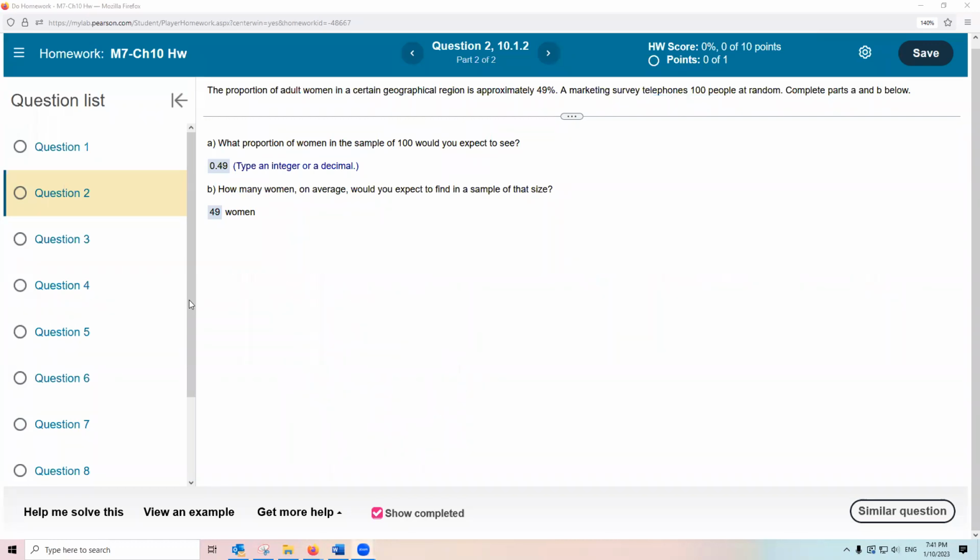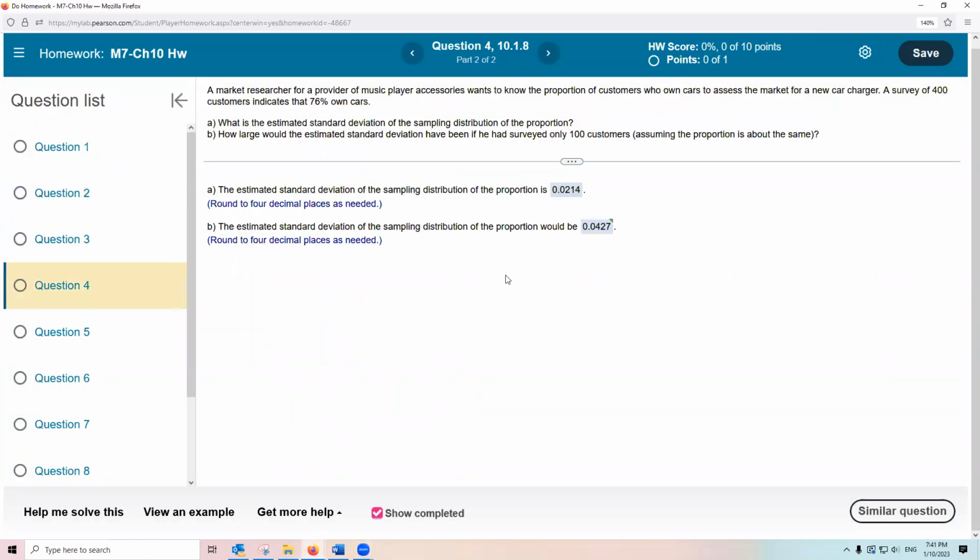All right, let's do another example here. It says here, a market researcher wants to know the proportion of customers who own cars. They took a survey of 400 customers, so that's the sample size. And in the sample, 76% own cars. So p hat is 76%. I'll write it as 0.76.